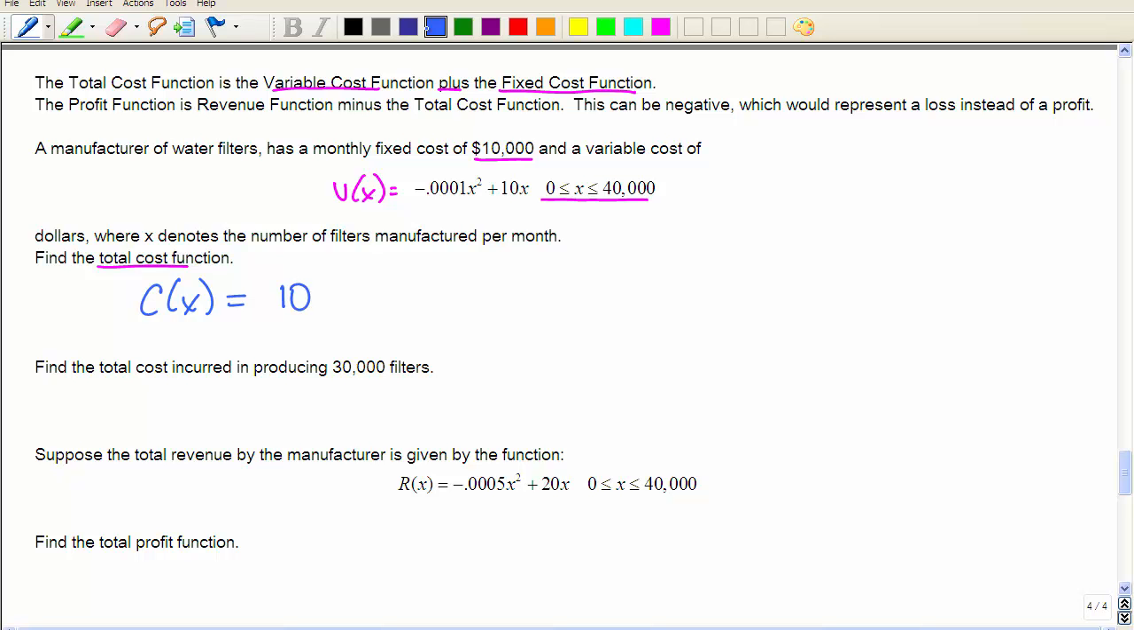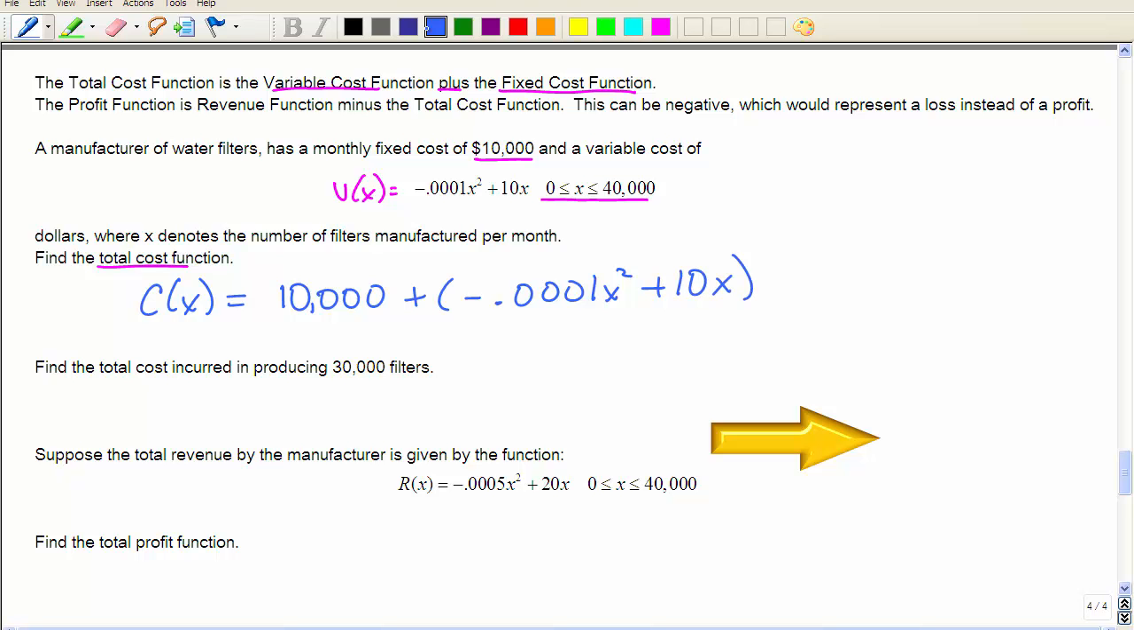So I have 10,000. Don't put the dollar sign. You might not even want to put the comma. And then I'm going to add my variable. Now, since that's a plus in front of the parentheses, it's not going to make a difference. Okay, so now I want to find the total cost incurred of 30,000 filters.